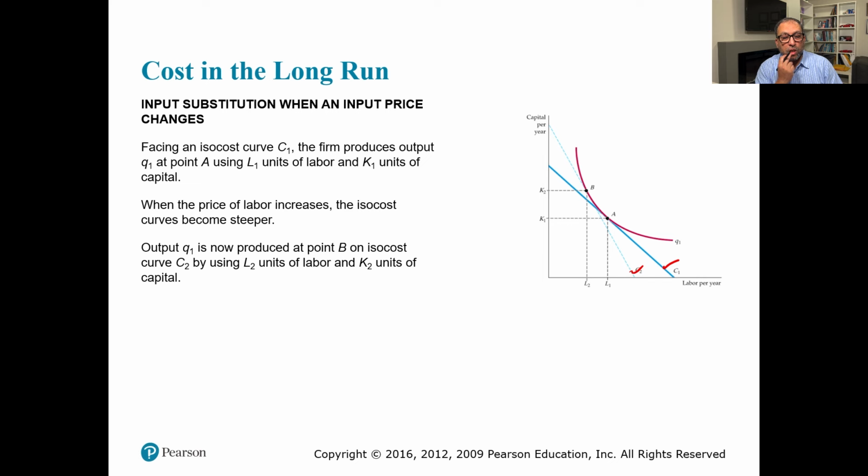Facing an isocost curve C1, the firm produces output Q1 at a point A using L1 units of labor and K1 units of capital. When the price of labor increases, that's what I explained with this rotation, and the isocost curve becomes steeper, and output Q1 is now produced at a point B. Now this point is no longer a tangent point for this new isocost line. So now this combination K2 and L2 is the new combination of capital and labor.